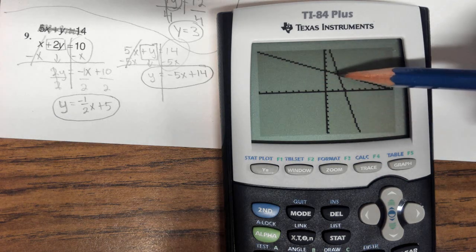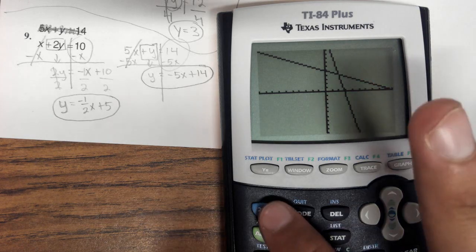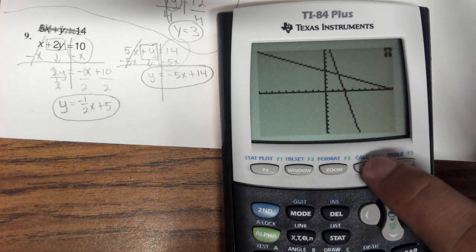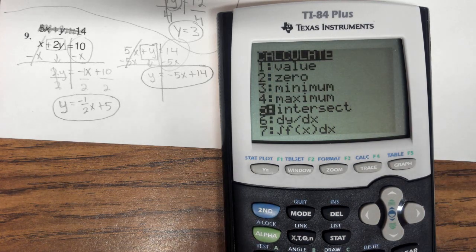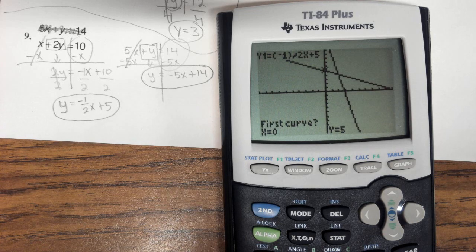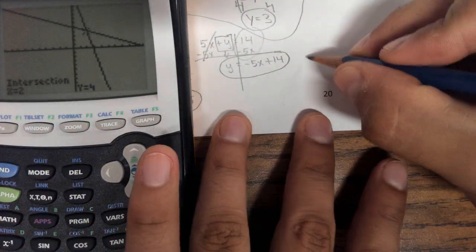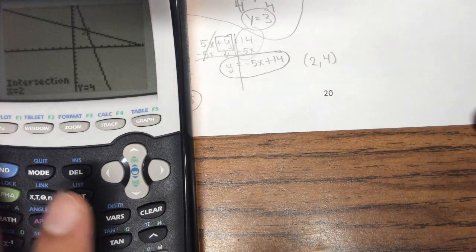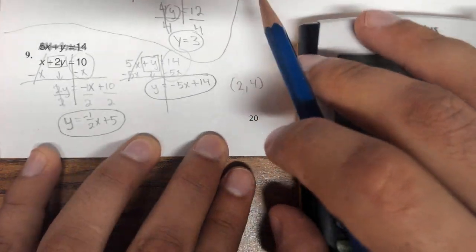Obviously I can see that the two lines do cross. They cross at a point. Now that point is kind of hard to tell exactly what it is. So on your calculator you would do second, trace, and then go down to the number 5, which is intersect. It asks you the first curve, second curve, and then to guess. You don't really have to do that. You just have to hit enter. And then it tells you exactly where it's going to cross at positive 2, positive 4. So my solution, just like that, I'm done. Solution 2, 4. Alright, so that's how we solve with graphing.